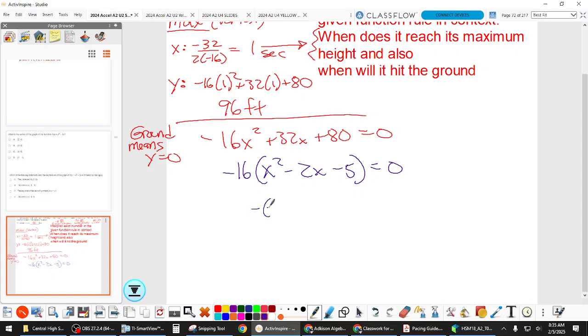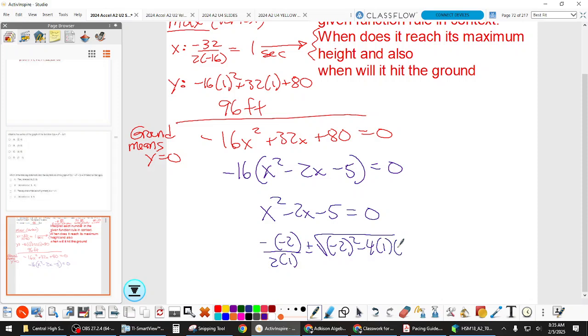Okay, so we get the opposite of negative 2 over 2 times 1. Remember, we're just doing it on the inside. A now is just 1. In fact, before I start writing that, maybe I should rewrite this. Okay, so opposite of -2 over 2 times 1, plus or minus the square root of -2 squared minus 4 times 1 times -5. And then the denominator is the same for both of these.